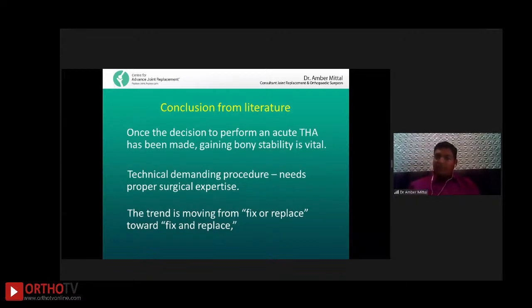Once a decision to perform an acute THA has been made, gaining bone stability is vital, what we are discussing. So we have to get stability, whether we use plate or without plates, whether we use cage or without cages, gaining bony stability is vital. It's a technically demanding procedure, so it needs proper surgical expertise. And the trend is moving from either fix or replace. So we do not talk about either fix or replace. It's towards fix and replace. So we do both things simultaneously nowadays in many cases together.